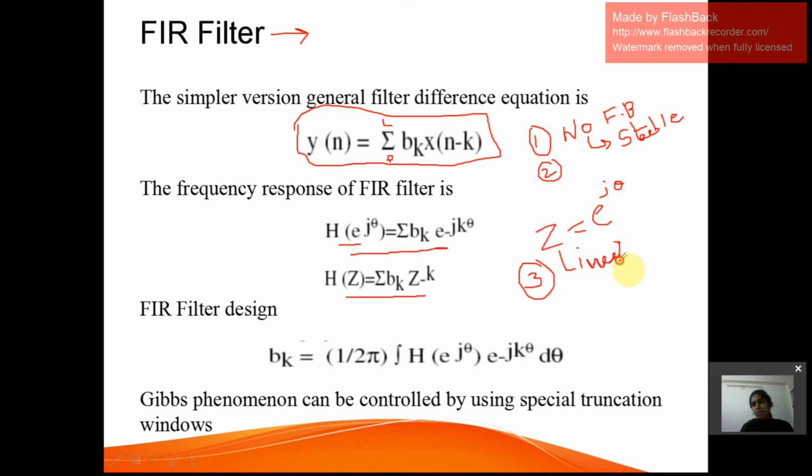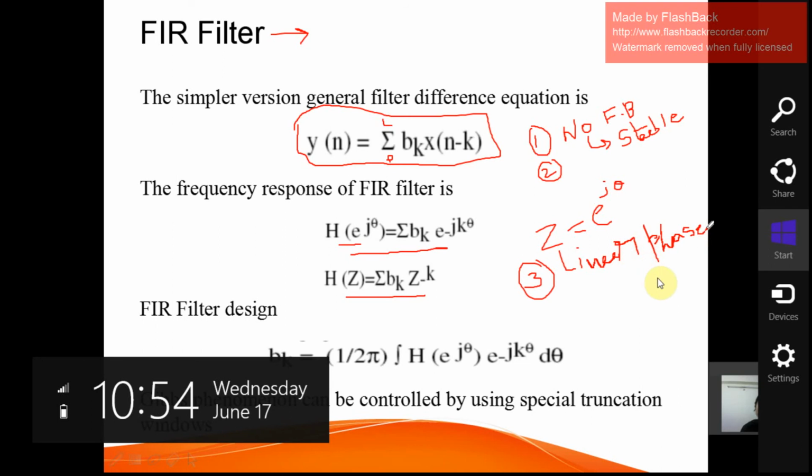I would like to write here so that you can remember whenever you say this. Linear phase means there will be a magnitude response and a phase response, which we discussed in the previous video. For a filter frequency response, generally it consists of magnitude response and phase response. What do you mean by linear phase here?